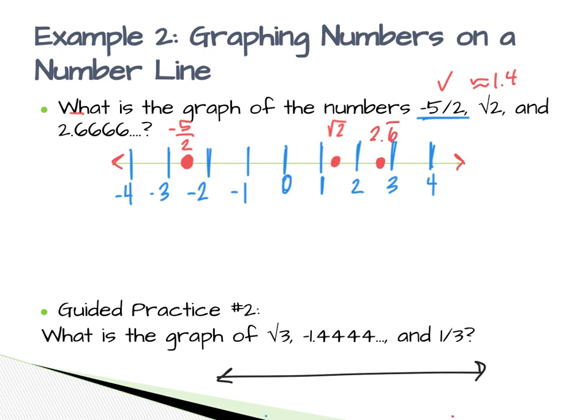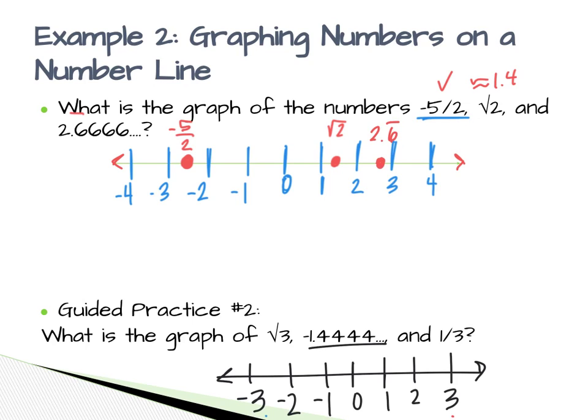I've got positive, negative, positive. So we're going to start with 0, 1, 2, 3, negative 1, negative 2, negative 3. Then, okay, negative 1.4 looks like the easiest.